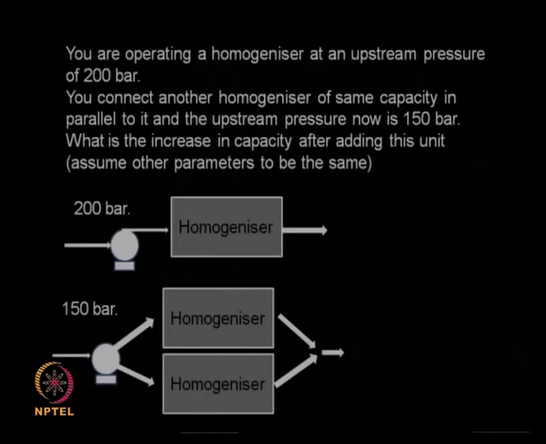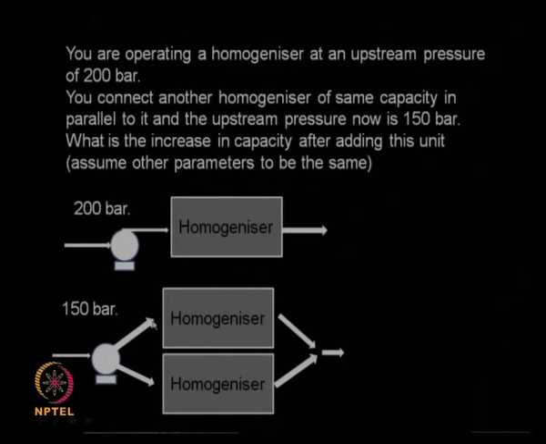Let us look at a problem before we go further. Imagine you are operating a homogenizer. As you know, a homogenizer operates at high pressure, so you are using 200 bar, and this cell slurry is pumped inside the homogenizer and the outlet from the homogenizer comes out with broken cells and metabolites containing all the intracellular material.